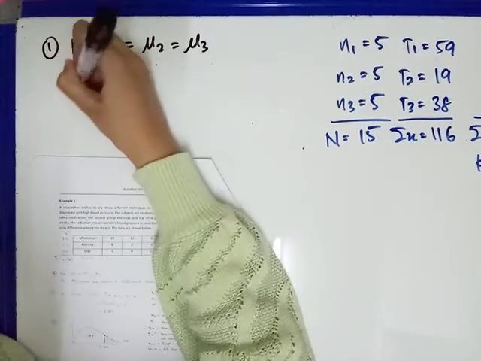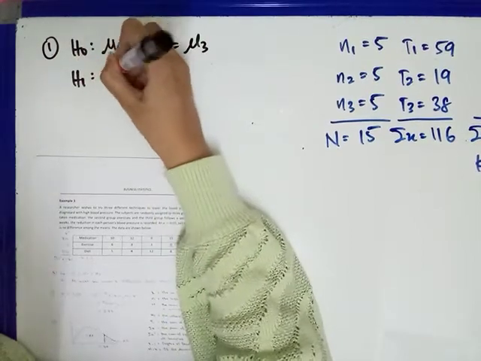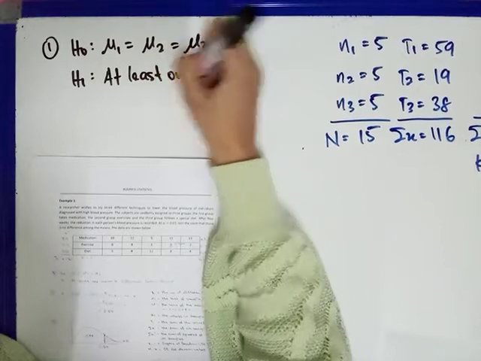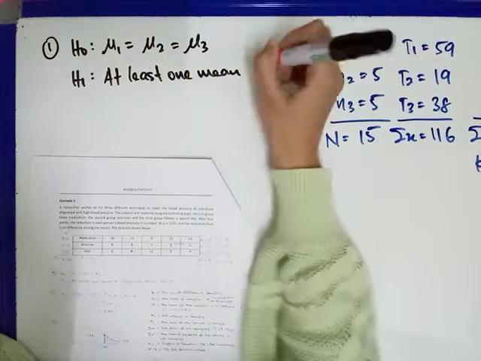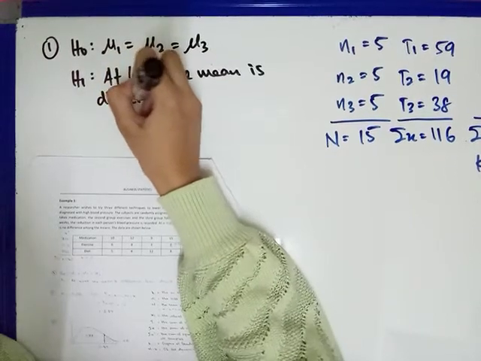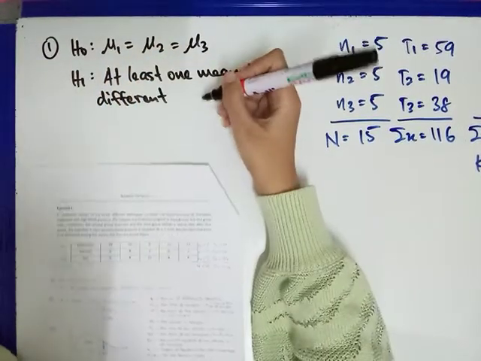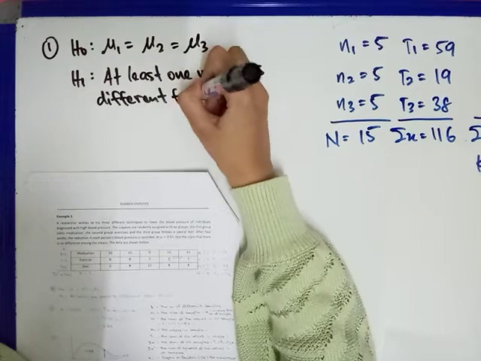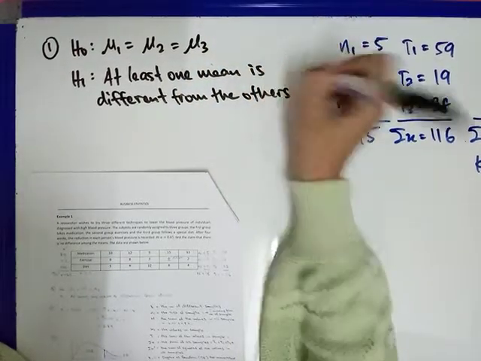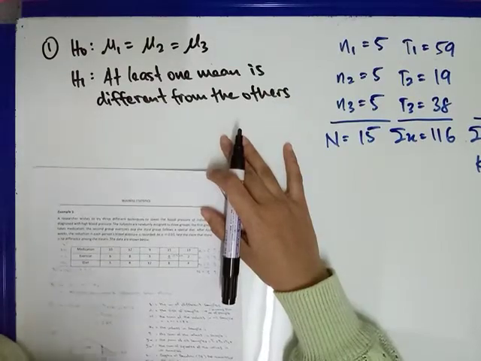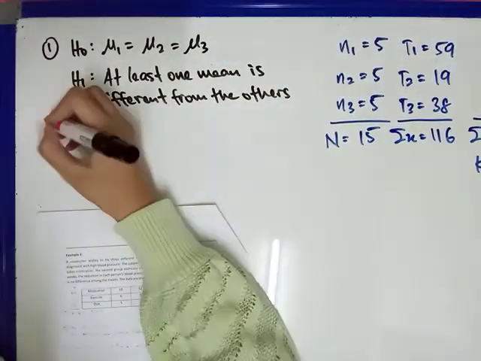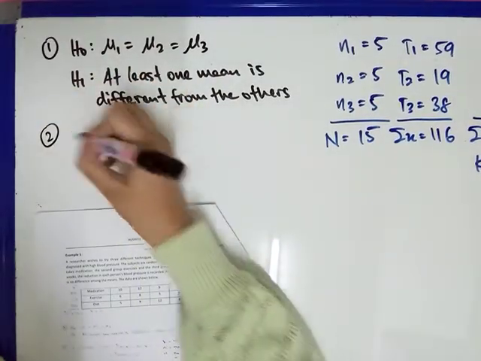For H1, at least one mean is different from the others. Okay, you faham now? So yang ni fix, H0, H1. And then second step, state the alpha.